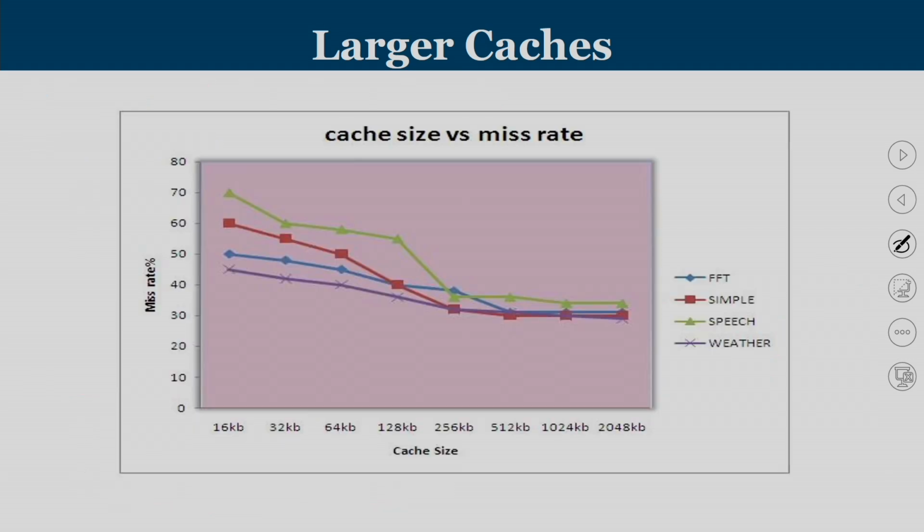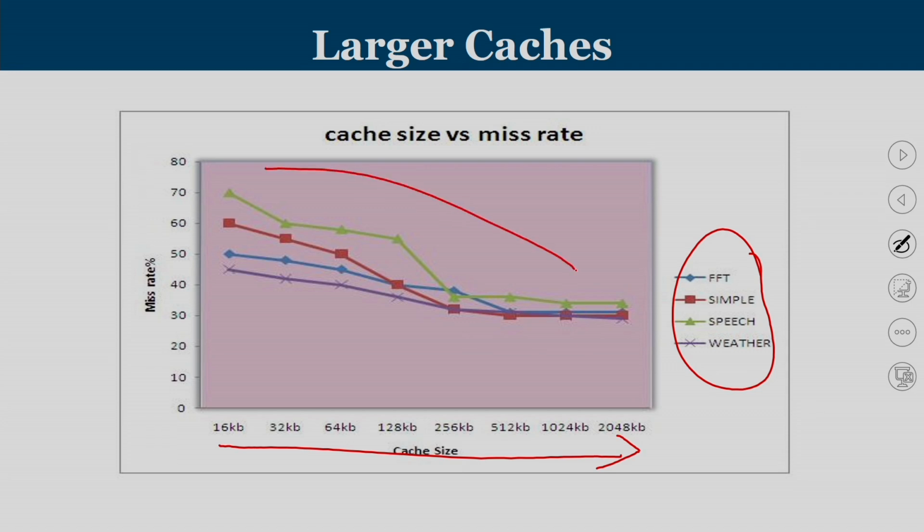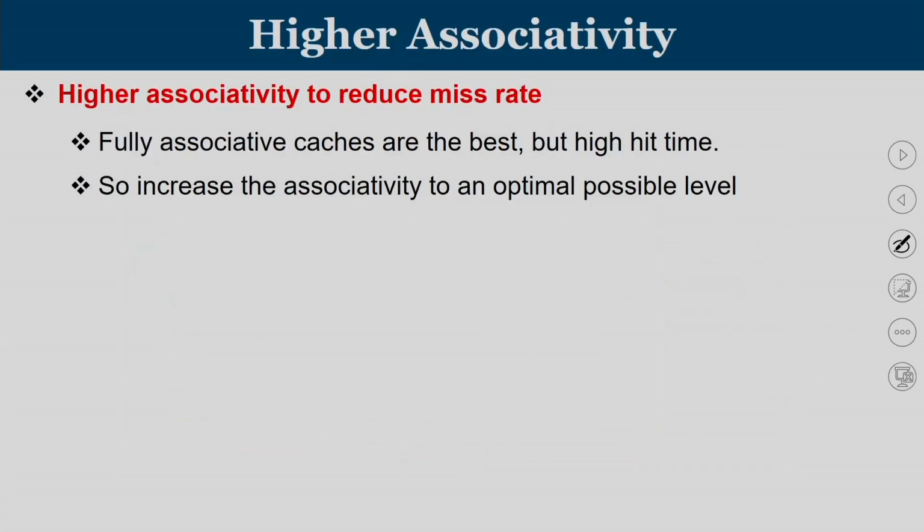This is yet another result that is plotted for different benchmark programs, and the different colors indicate different benchmark programs. When we move from lower cache size to higher cache size, we can see that irrespective of benchmark, all the benchmarks are showing a reduction in miss rate. Your miss rate comes down when you move from lower cache size to higher cache size, and this slightly varies depending on the memory footprint of these programs.